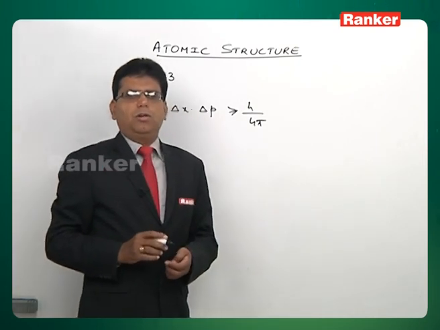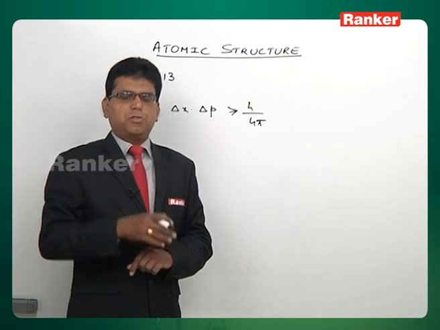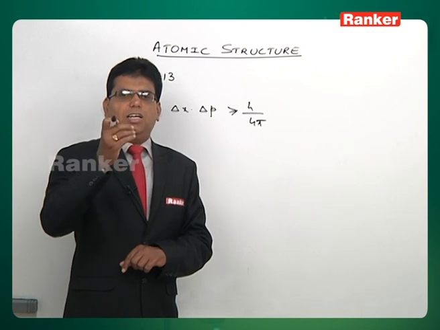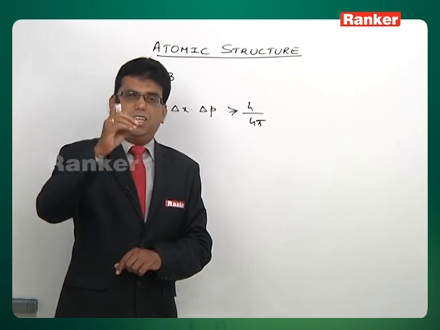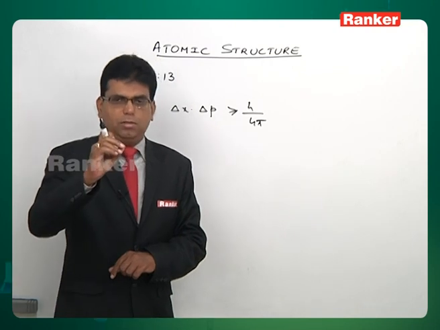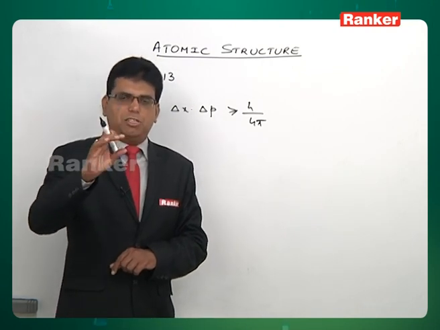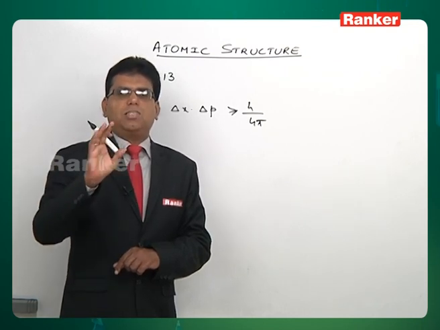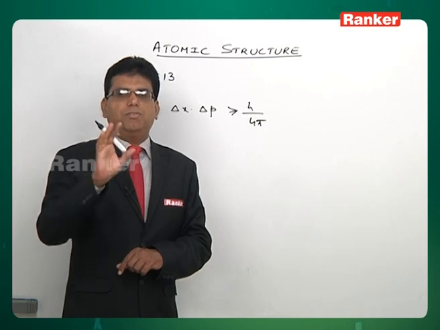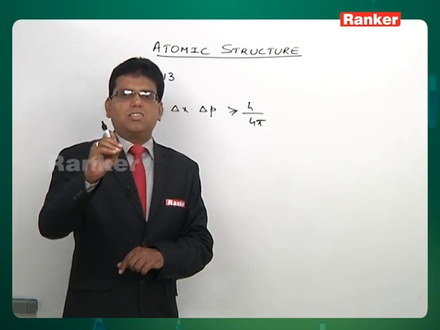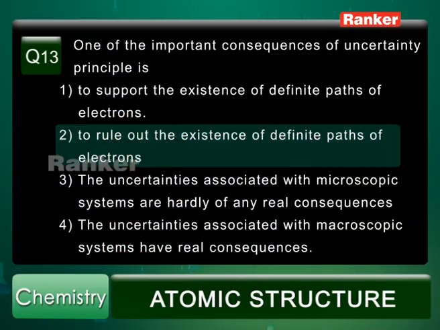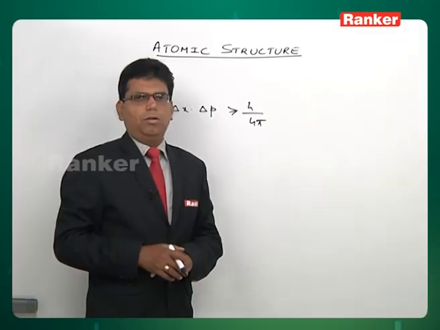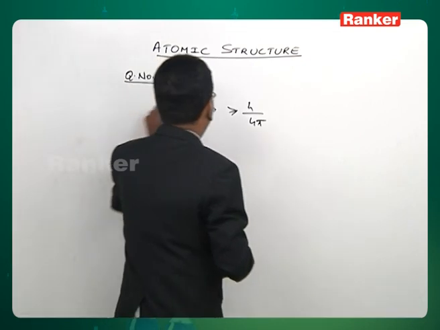So one of the important consequences of uncertainty principle, what actually we understand from this is that electron cannot revolve around the nucleus at a definite, exactly known path. There will be certain disturbances, there will be some deviation. So uncertainty principle does not agree to accept that the electron revolves in a definite path. So it rules out the existence of definite paths for the electron. That's what the uncertainty principle says. So here the correct answer is option 2. Now let's move on to question number 14.